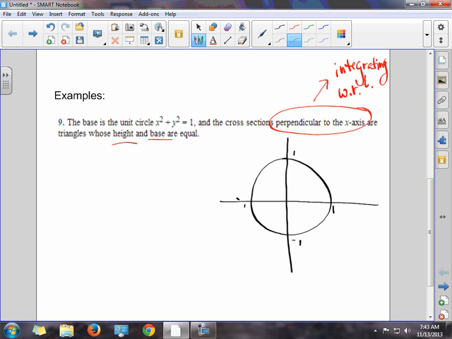And so the base of my triangle, if I'm taking these cross sections perpendicular, is just going to be the length along the circle. And so this is my lovely attempt at a three-dimensional drawing. So here's going to be my cross section. I need to think about how I can write an equation that will model this base.